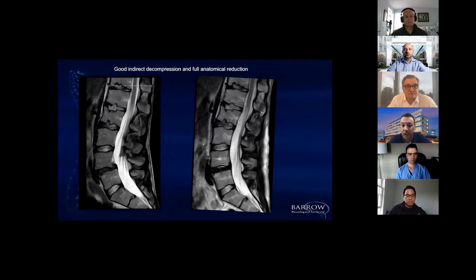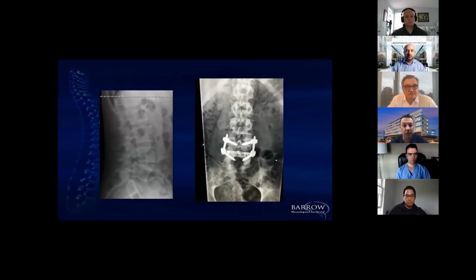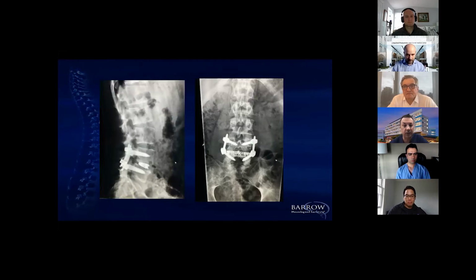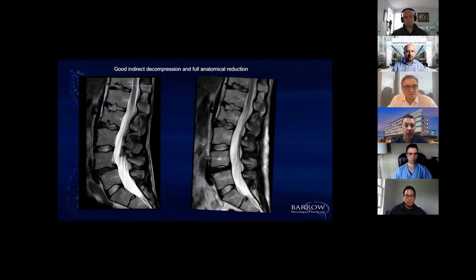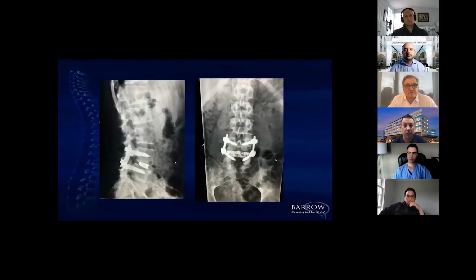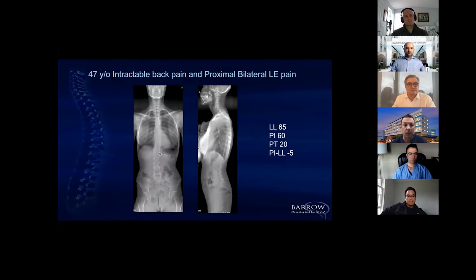So the question is, do I really need to do a laminectomy or foraminotomy in this case? I mean, this is a really good indirect decompression. And then when you look in here, before and after X-ray, you see total reduction in a really good case scenario. So that was the first case. As you see, it actually works very well, and you can have really good outcomes. So I'm going to go with the second case so we can have time for questions at the end.